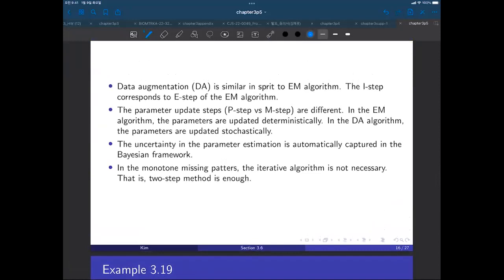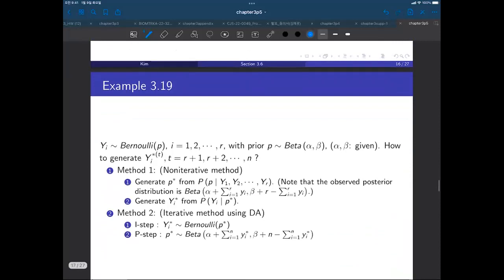In the monotone missing pattern, the iterative algorithm is not necessary. It's the same story. Remember, in the monotone missing pattern, in the frequentist approach, we use the factoring likelihood approach: you factorize into the marginal distribution and conditional distribution, and then use the marginal data to estimate the marginal parameter. You don't have to iterate. Same story here. So here's an example.